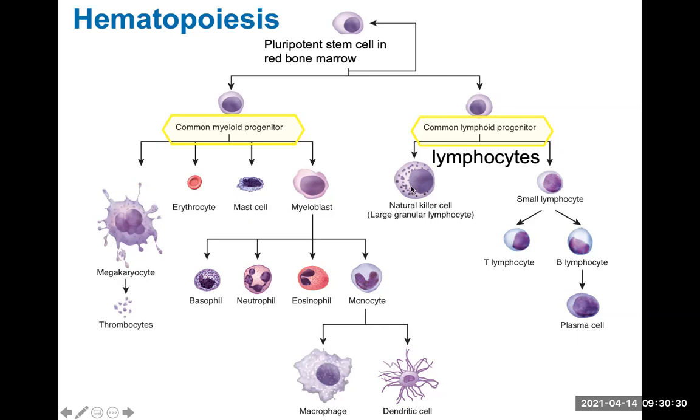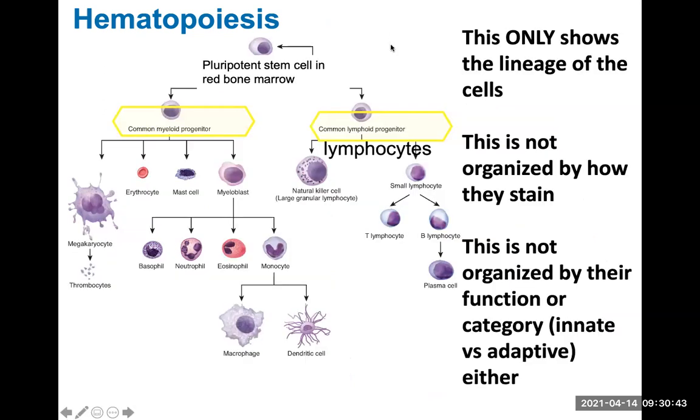So that's why I've mentioned there are many different ways that you can organize these cells. This organization that you're seeing here is only the lineage. So I added a slide so you could have that written down for sure. Make sure you write down that this flow is only showing you the lineage of which cell produces which cell, okay? This is not showing you how they stain. It's not showing you how they function, right? It's just the lineage.